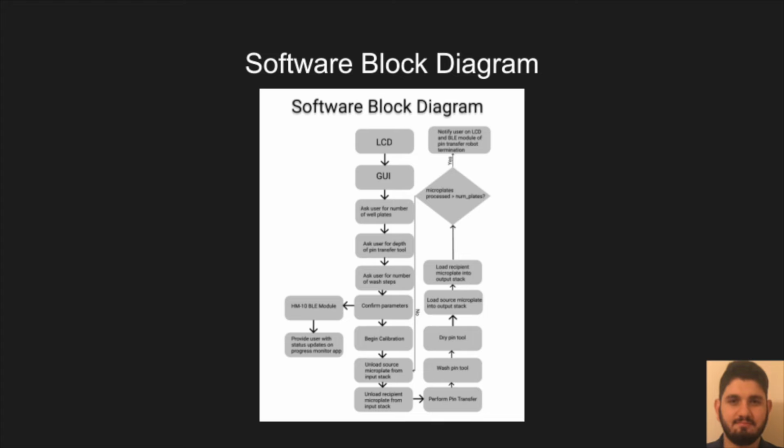From there, the source and recipient microplates will be unloaded from their respective stacks to the staging area, where a pin transfer operation will take place. After the pin transfer operation has completed, the microplates will be loaded into their respective output stacks. Lastly, the pin tool is dipped into the wash reservoirs and dried. This process repeats itself until there are no more plates left to process from the input stack. Once all the pin transfer cycles are complete, the BLE module notifies the researcher that the pin transfer process has concluded. From there, the LCD will prompt the researcher on whether or not they would like to perform another pin transfer cycle or set of pin transfer cycles, or simply terminate the program.